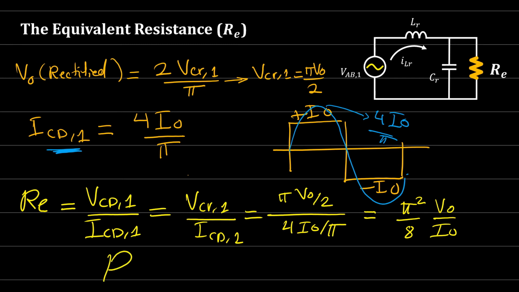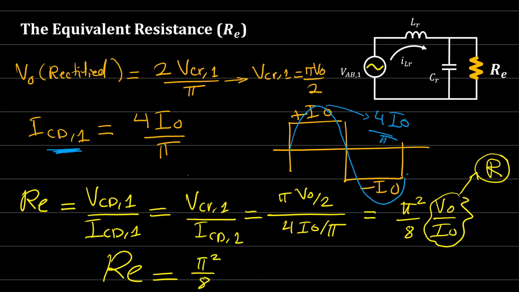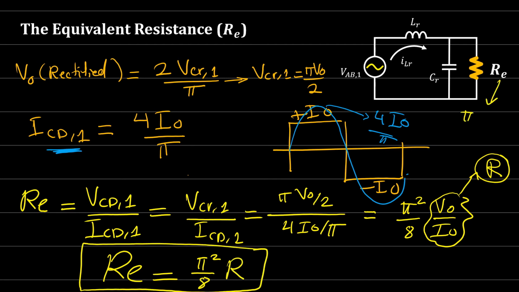And here, finally, the equivalent resistance is equal to how much? The value V_out over I_out is how much? This is the output resistance, not the equivalent, the ultimate output resistance, okay? The real one, not the equivalent one. The equivalent one is equal to how much? Pi squared over 8 times R. So this is pi squared over 8 times R.